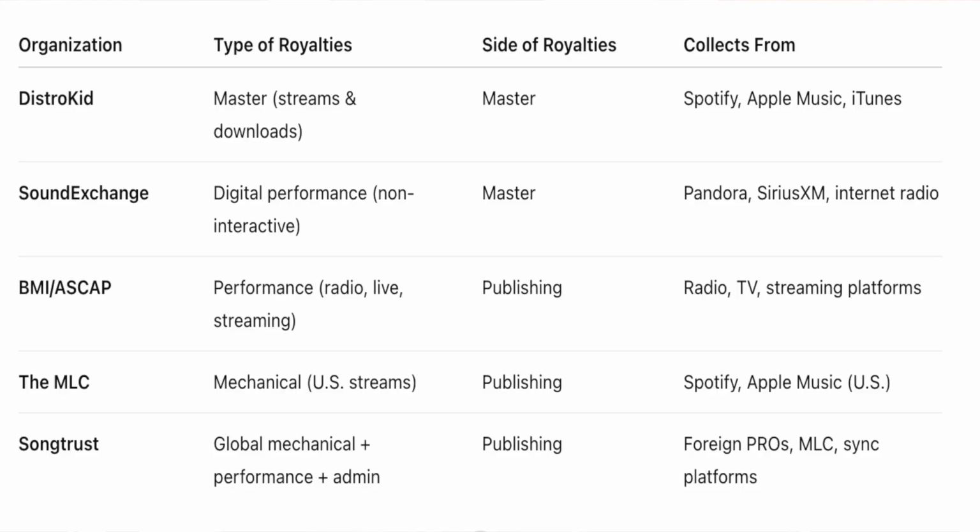So I know that was a lot of information. Here's a quick little summary table for you guys in terms of the organization, the types of royalties they collect, the side of royalties, whether it's master or publishing, and where exactly they're pulling all these royalties from. Have this summary chart handy when you're registering your songs.